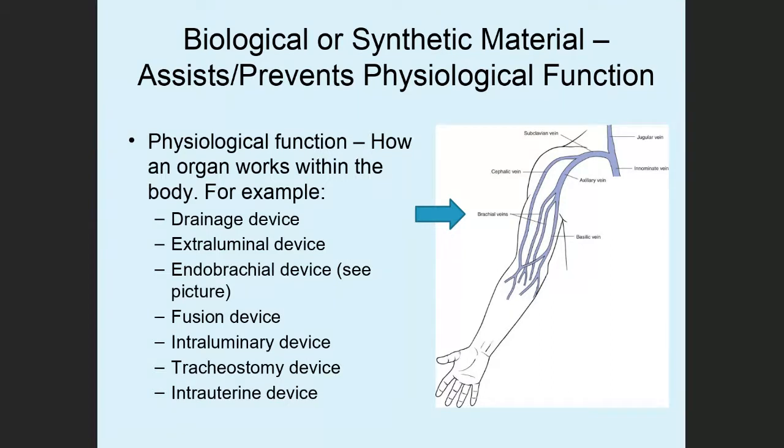So for example, a fusion device prevents movement and bending. This is used in the vertebrae. A tracheostomy device, on the other hand, assists in breathing and speech functions.